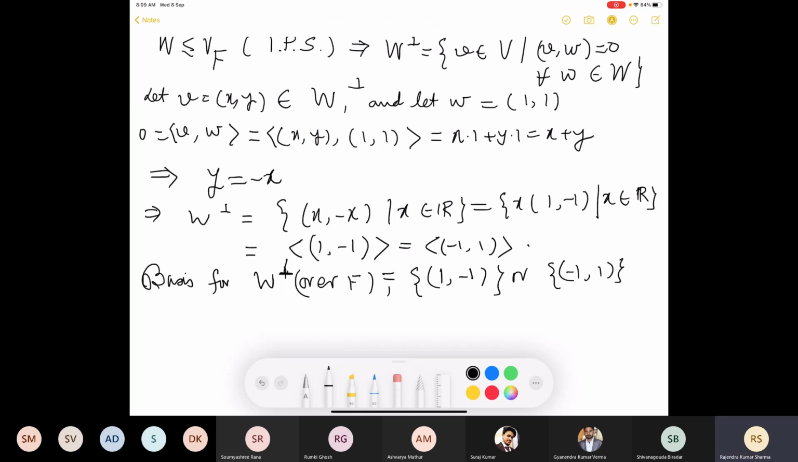So this is an orthogonal basis, you can check here. And if you want an orthonormal basis, you can get this as an orthonormal basis. So it's 1 by root 2, minus 1 by root 2. Likewise, you can also have minus 1 by root 2, 1 by root 2. So geometrically, if you want to see, then what is W and what is W orthogonal?